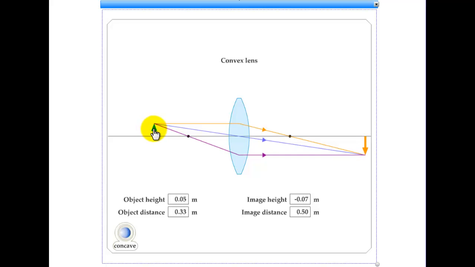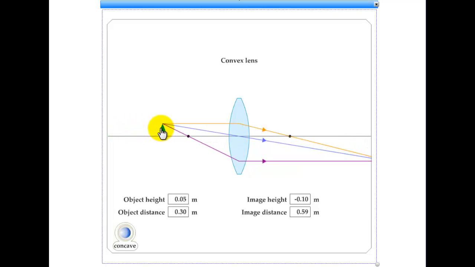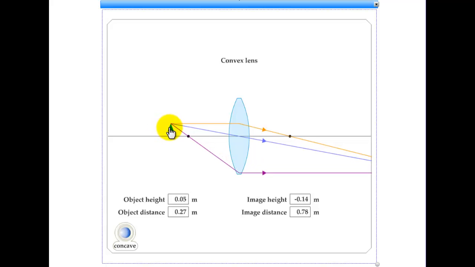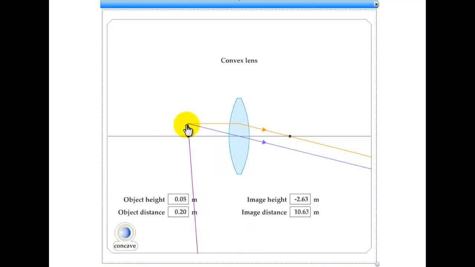So as this object gets closer, the image is going to stay inverted, but it's going to get bigger and bigger and bigger. And so you can see, it's through the focal point parallel to the axis, through the center of the lens parallel to the axis, and through the focal point on the other side. And so as they move, those lines are staying the same. And you can imagine the image is getting bigger and bigger and bigger, but further and further away as it comes in. Now when it gets to that focal point, you don't get anything. There's not going to be any image.